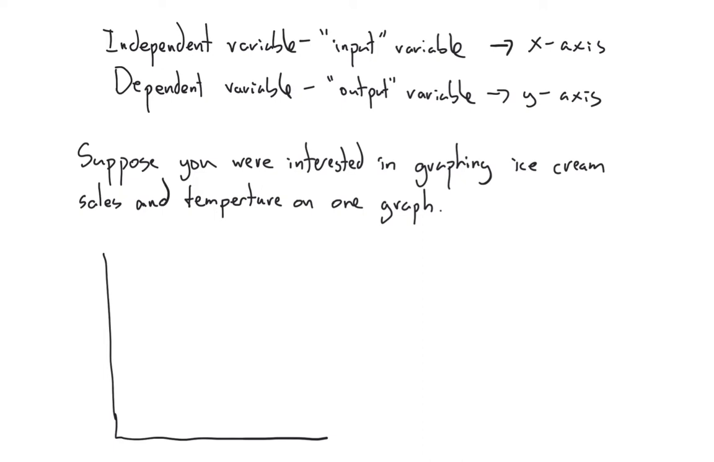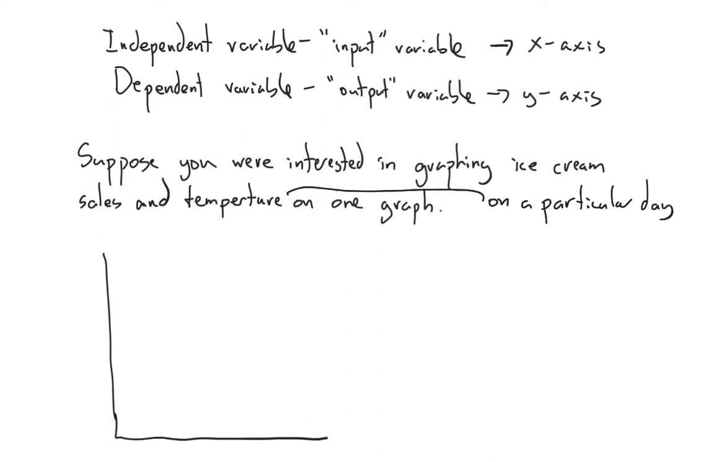Now, sometimes these choices aren't completely cut and dry, but if it's possible, you do want to choose an independent and a dependent variable carefully. So let's look at this situation. Let's say we're interested in graphing ice cream sales and temperature on a particular day on one graph.